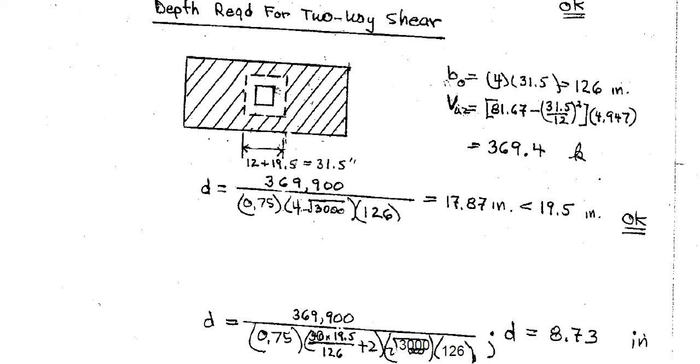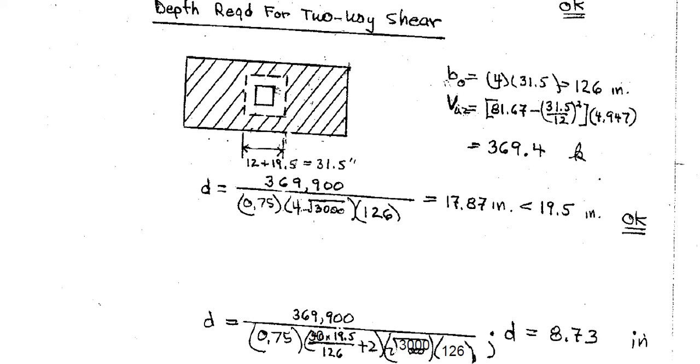You can see 81.67 is our entire area, minus this 31.5 divided by 12 squared, because this is a square, so the area is just the dimension squared. The 12 is just to convert 31.5 inch to feet. Then times my ultimate soil pressure 4.947, which we calculated based on the factored load. So we got our punch shear 369.4 kip.